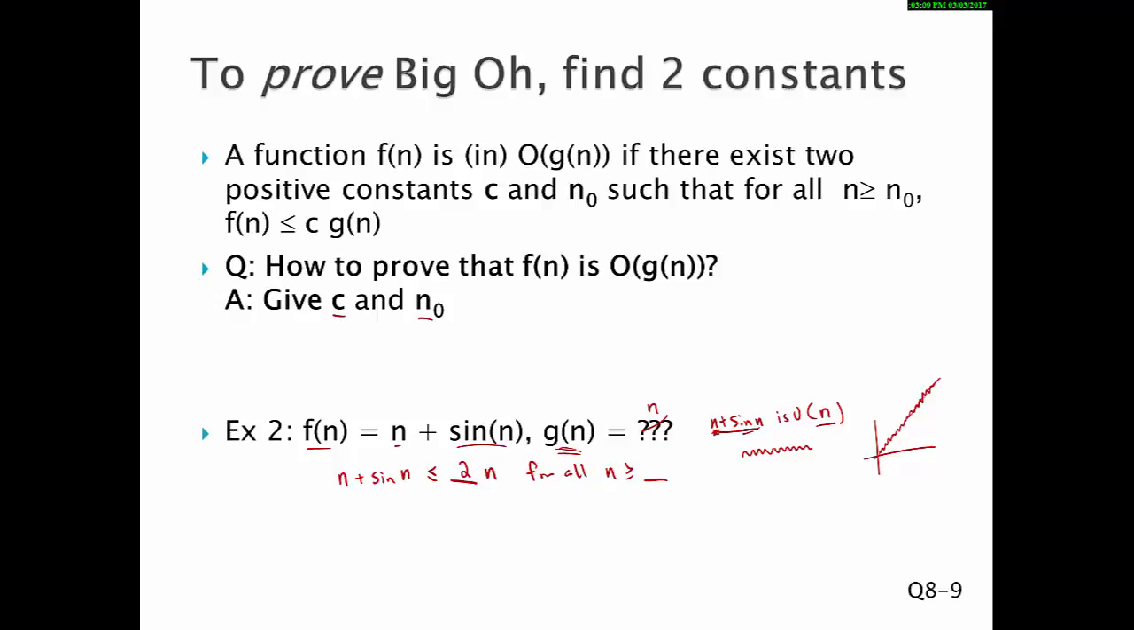Let's see. If I subtract n from each side, so sine of n less than or equal to n, is that always true? Certainly the sine always oscillates. So I know that the sine of n is less than or equal to 1 all the time. Therefore the sine of n is less than or equal to 1, which is certainly less than or equal to n, as long as n is at least 1. There's my n naught. So c equals 2, n naught equals 1, done.